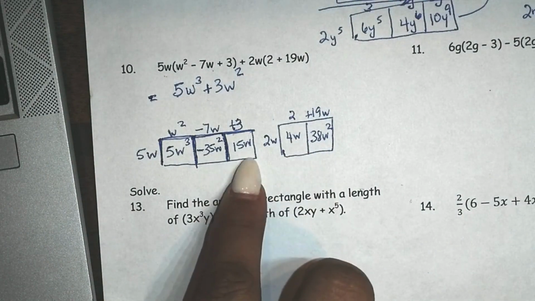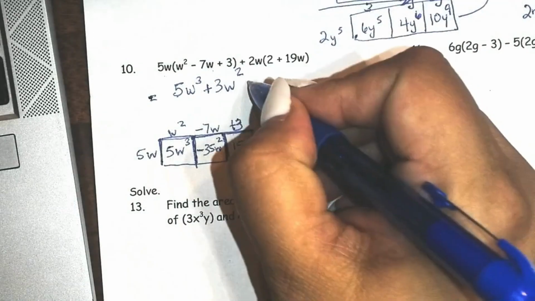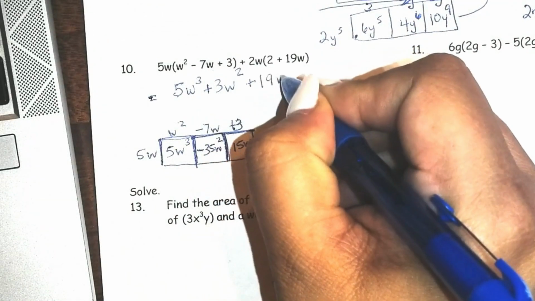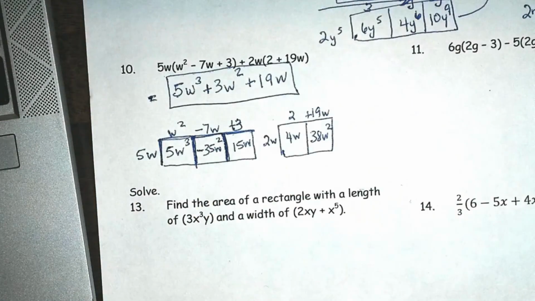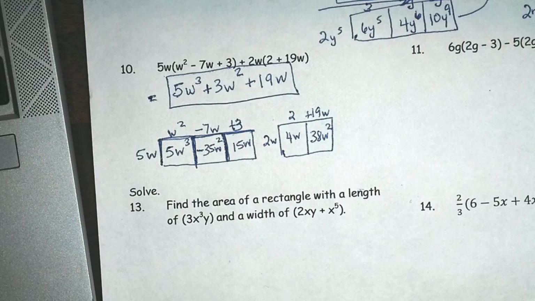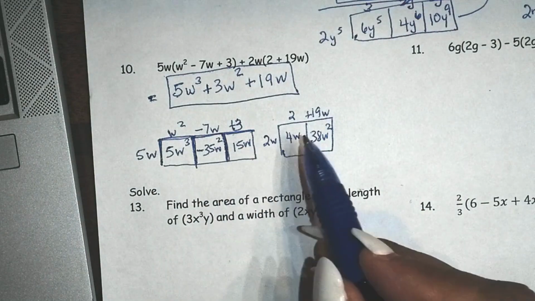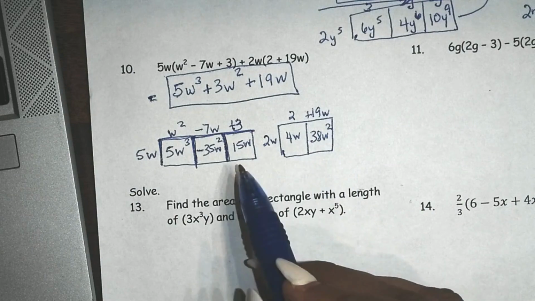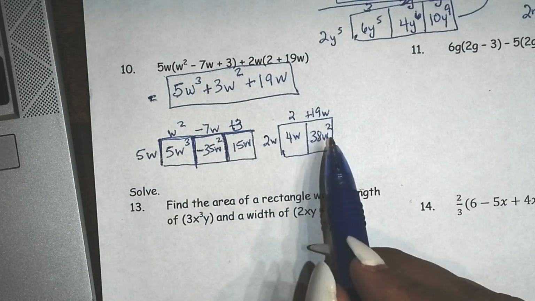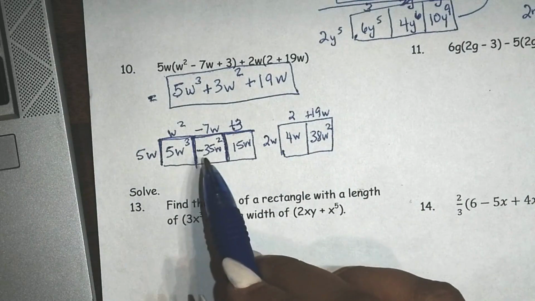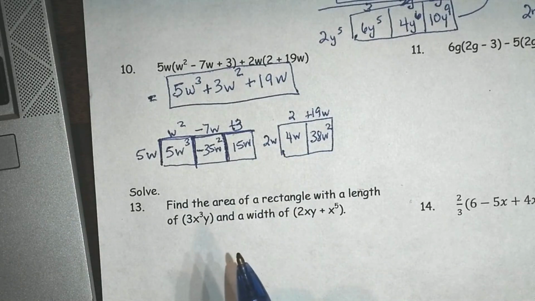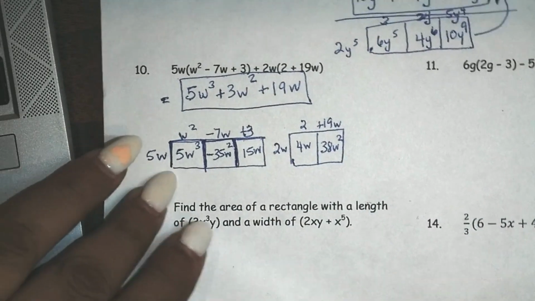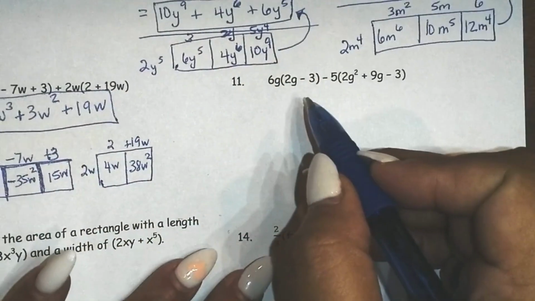And last but not least, we have our W's. So we have 15W plus 4W, which is 19W. So instead of looking at that long sequence of numbers, this is pretty easy given the fact that you're just looking inside of the squares at this point and matching up each like term and combining them. All right, let's look at number 11.